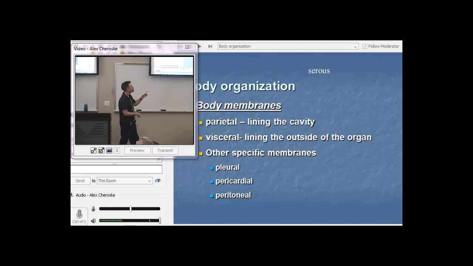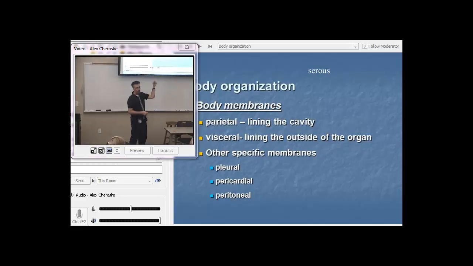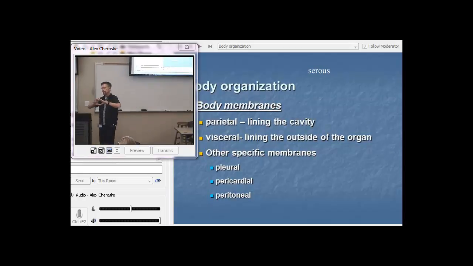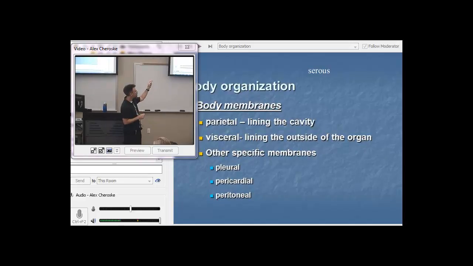So we call it a parietal membrane when it's lining the cavity. We call it a visceral membrane when it's on the surface of the organ itself. So, like with the heart, there is what's called a visceral pericardium.